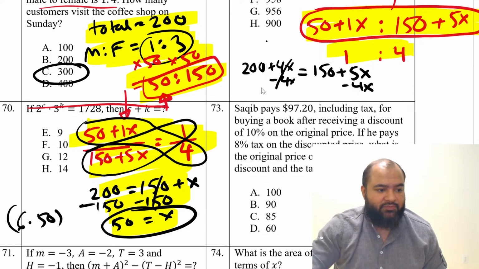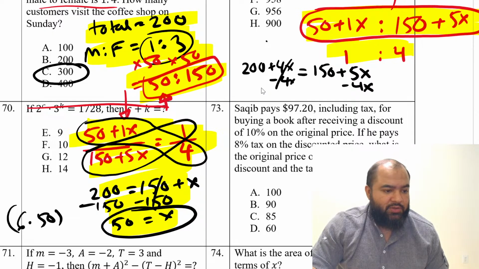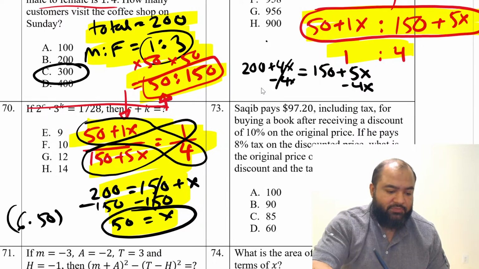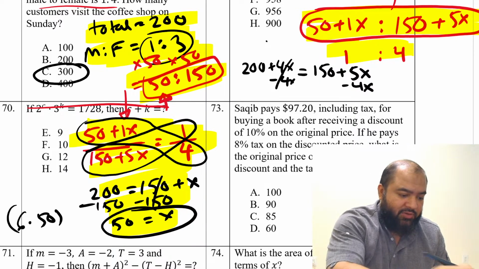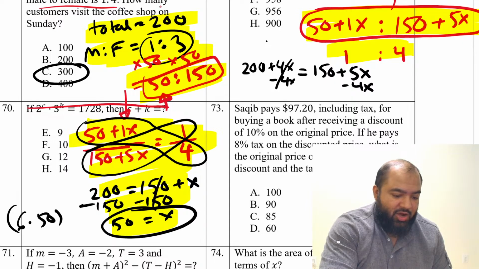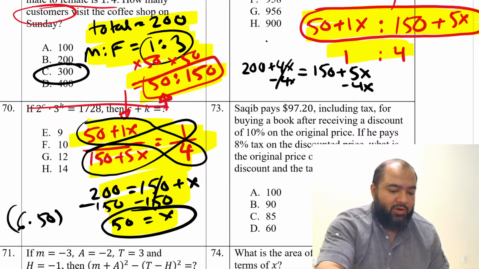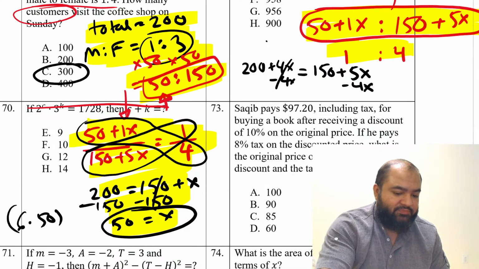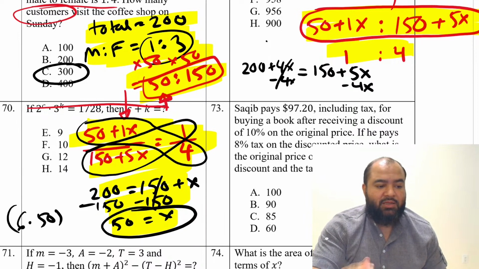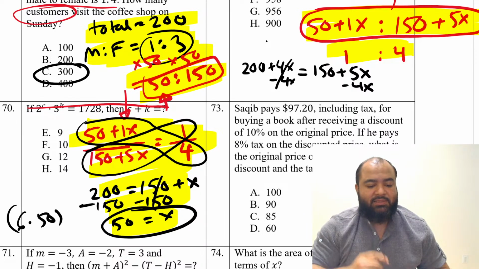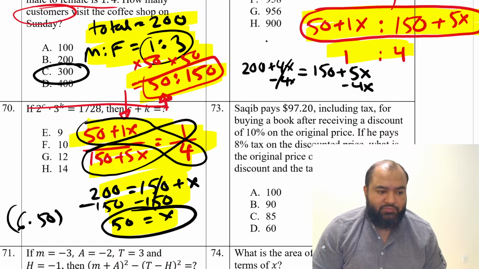Okay, I have a question from Tanzin. Where did you get the 6 from? Good question. Look at the last part of the line. They said, how many customers visit the coffee shop? So we are interested in how many customers. Remember the customers here, male, female? Remember we thought of them as 1x male, 5x female. So what is 1x plus 5x add up to?